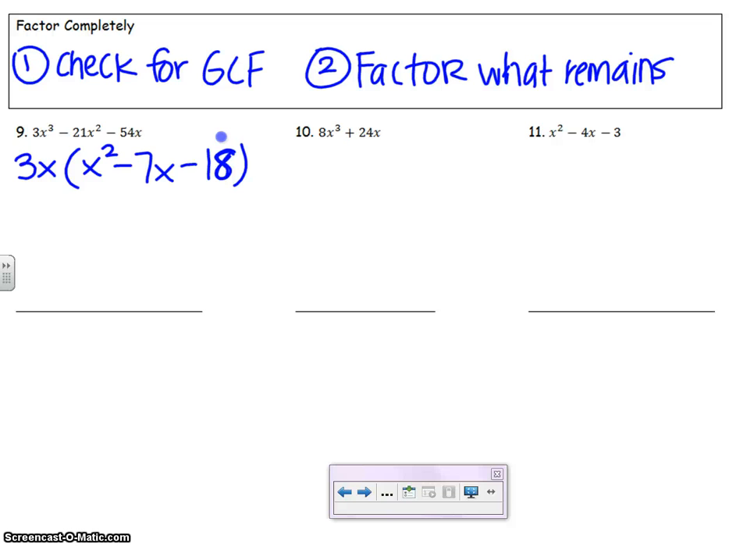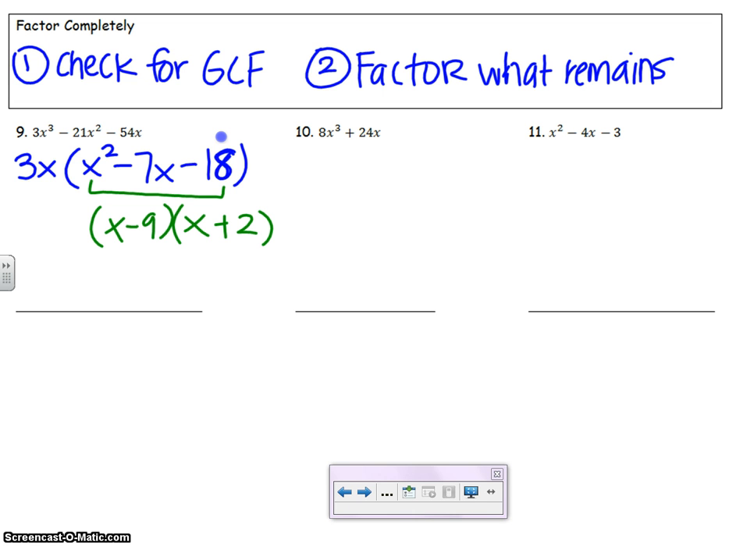So now that we have x squared minus 7x minus 18 in parentheses still, we can factor that trinomial. And this is an easy one. What factors of 18 add up to be negative 7? Hopefully by now that's an easy one for us. So that inside trinomial will factor to x minus 9 times x plus 2.